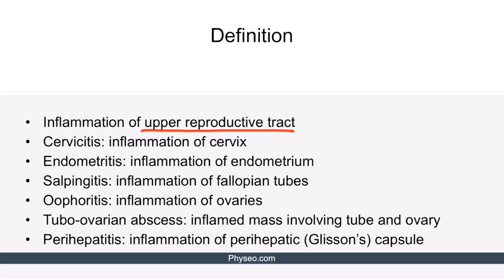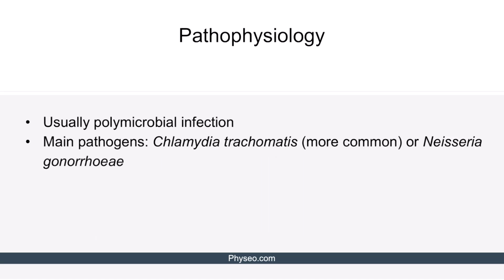Finally, perihepatitis, or Fitzhugh-Curtis syndrome, is inflammation of the perihepatic capsule, also known as Glisson's capsule, and this is a highly tested association of PID. Okay, moving on to pathophysiology.